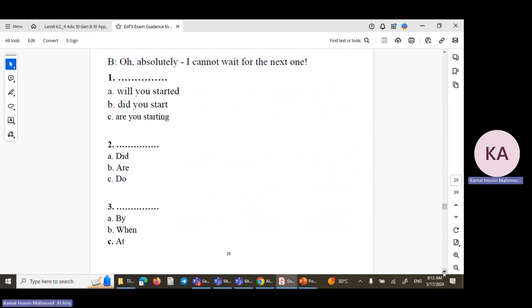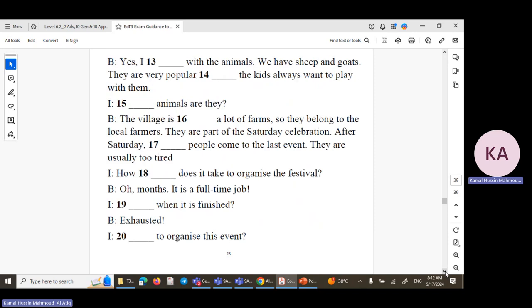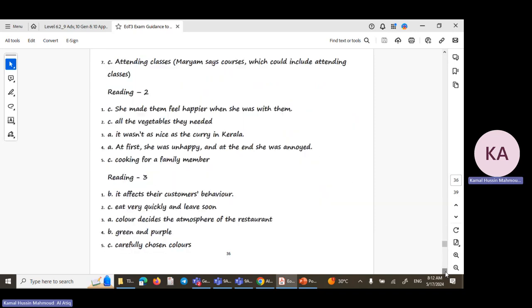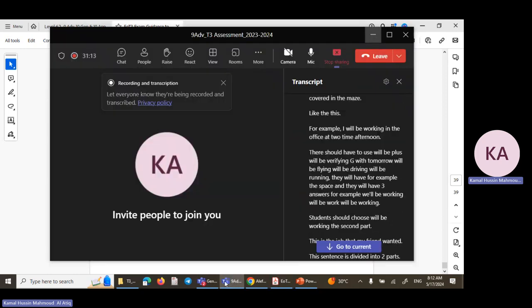Sometimes here we have a sample exam, last year's exam. This is last year's exam. Students are asked to complete amazing questions like this. And at the end of this booklet, they will discover that they have completed the tasks. They have answered most of the questions, or all of the questions, successfully.